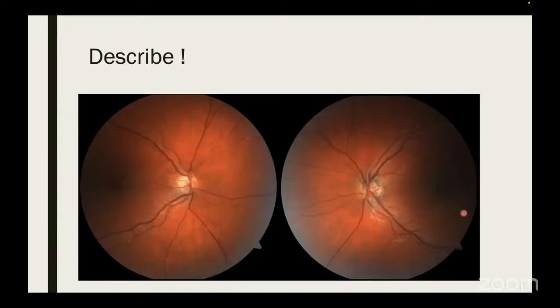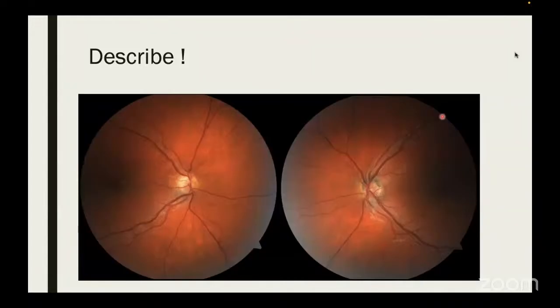Okay, this is a colored fundus photograph. On the left side it is of the right eye, and on the right side it is of the left eye. In the first photograph, which is of the right eye, the disc margin seems to be blurred on the temporal side, whereas on the nasal side it is fine.